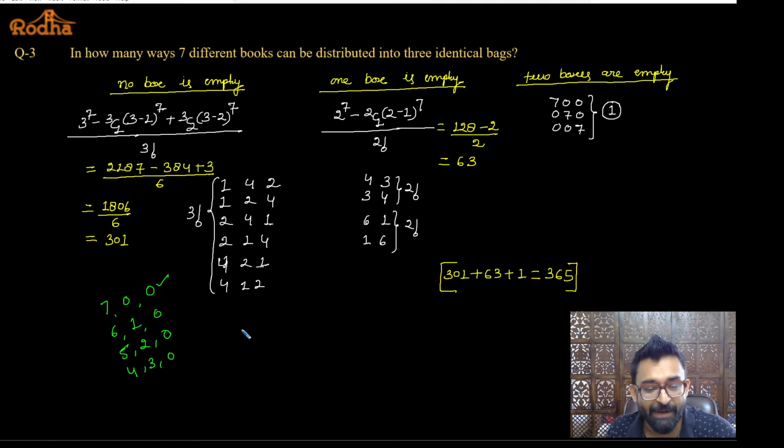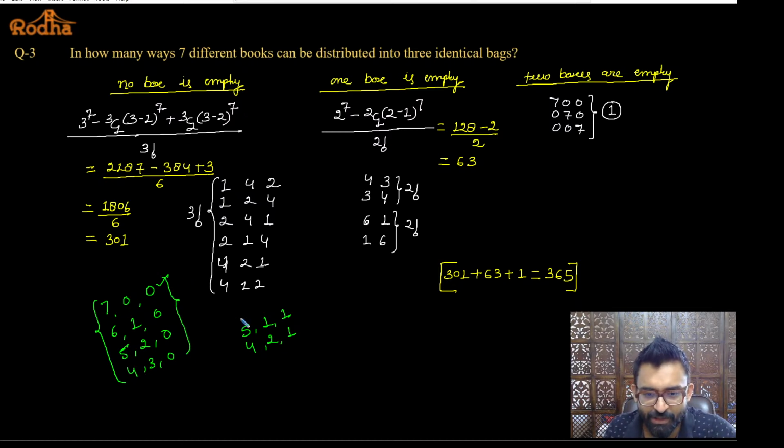Now for 0 boxes empty, I have to make cases. When 0 box is empty, it's going to be 511. Fine. I can say 421. And you can understand it's going to be very tedious to make cases and figure out the grouping and distribution way. It's going to be very lengthy. Yes or no? Point taken? So this is not going to be the case.